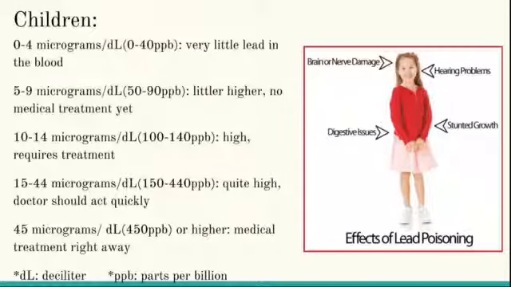And then 15 through 44 micrograms per deciliter is quite high, and the doctor should act quickly. And then 45 micrograms per deciliter or higher, medical treatment should be met right away. You should go to a doctor the same day that you find out how much lead is in your body, and they should act quickly and decide what they want to do from there.